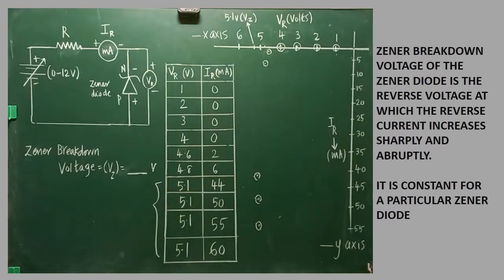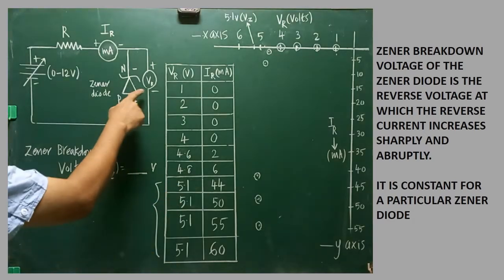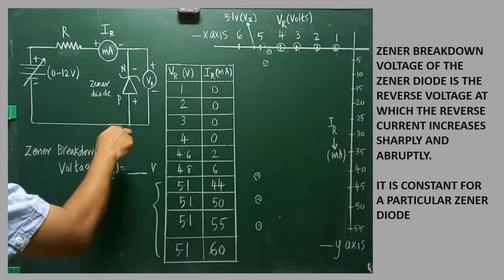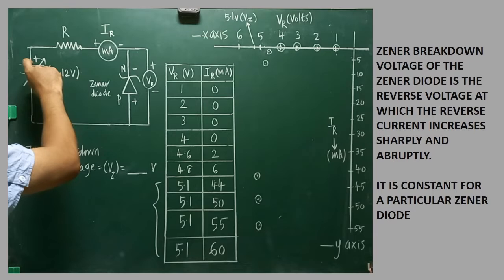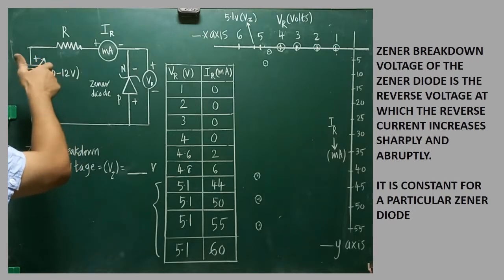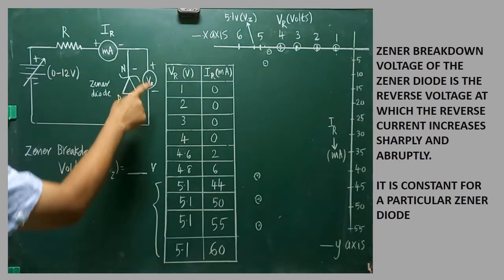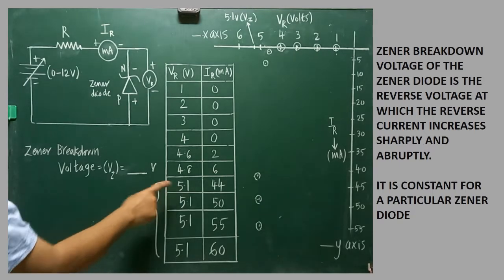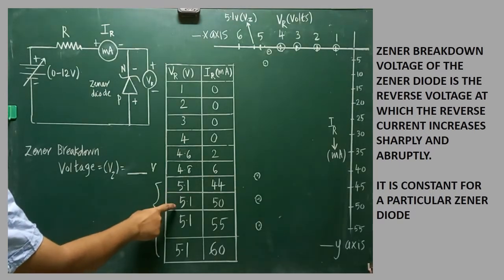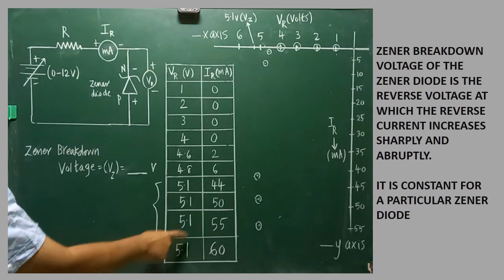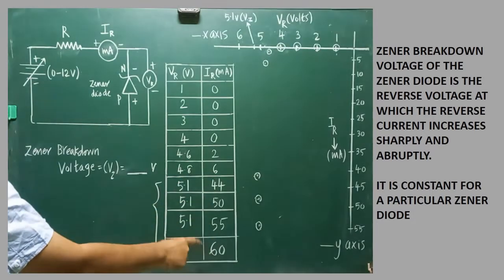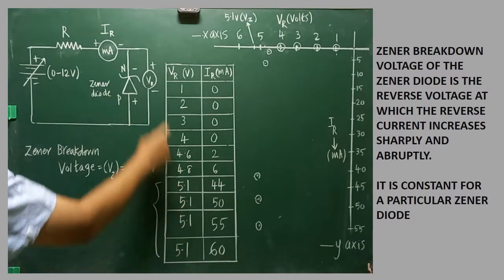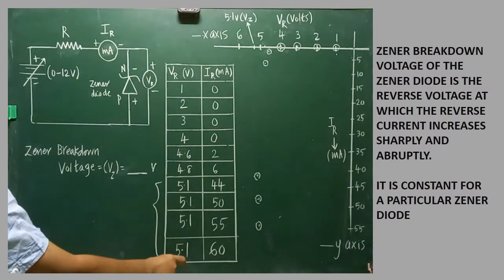Are you clear? Now what happens? At this particular voltage, you can't see any variation in the voltmeter. If you dial it, if you try to increase this voltage, that voltmeter will be permanently showing 5.1. Is it clear? At 5.1, 5.1, 5.1, which one alone increases? The reverse current alone increases. This one will be constant. The voltmeter will be showing a constant reading.